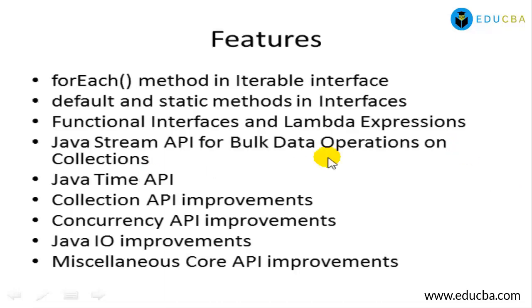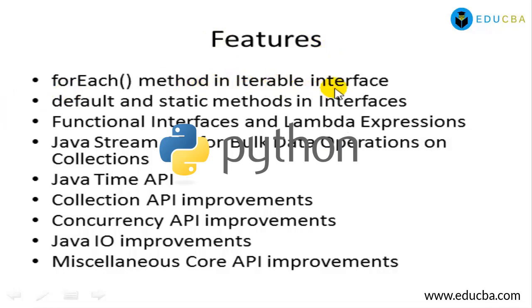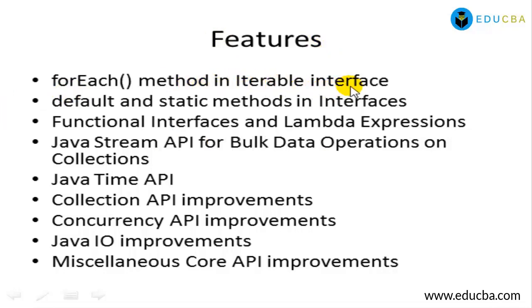So as we're going to see over here, the first feature is the forEach method in the Iterable interface. That means we get a forEach method in the Iterable interface. Default and static methods in interfaces. That means we get default and static methods in interfaces. Functional interfaces and lambda expressions. Okay, we get functional interfaces and lambda expressions. Java Stream API for bulk data operations on collections. Java Time API, collection API improvements, concurrency API improvements, Java IO improvements, miscellaneous core API improvements. Okay, so these are the features of Java 8.